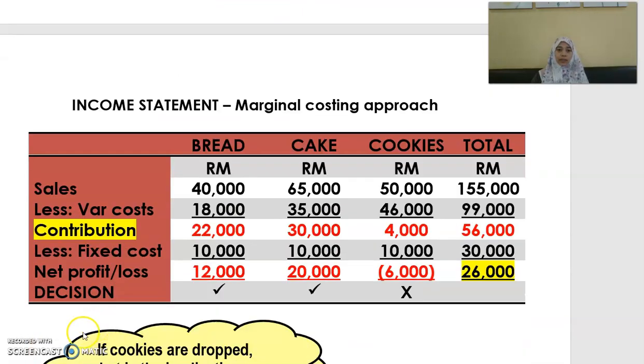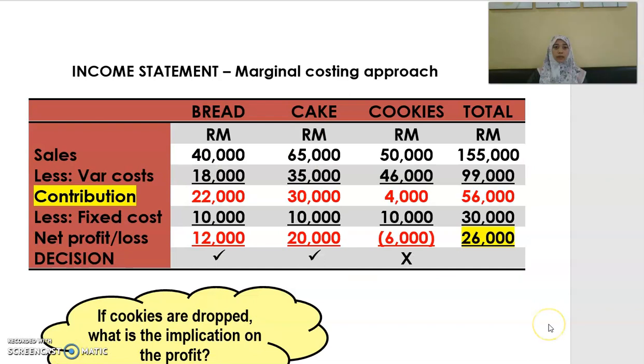Okay, this is the income statement. You see that you split the cost into the variable portion and the fixed portion. Sales minus your variable cost, that is 18,000, gives you your contribution of 22,000, less your fixed cost of 10,000, gives you a net profit of 12,000 ringgit.